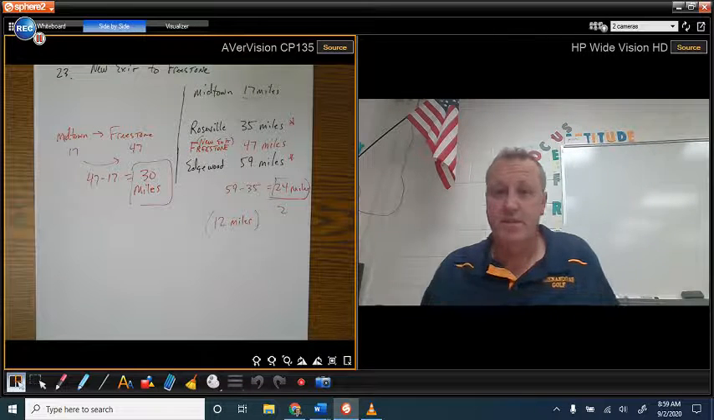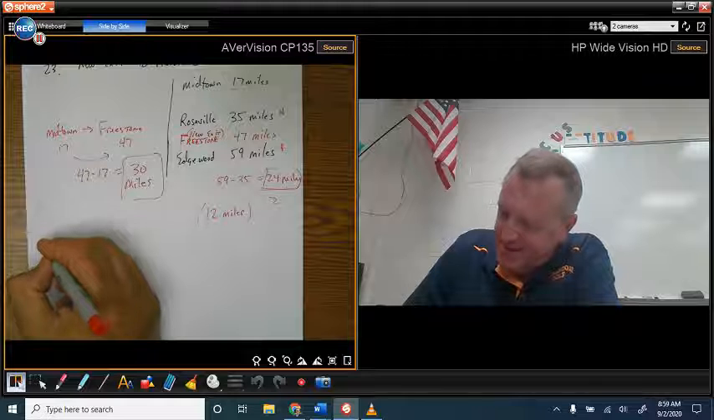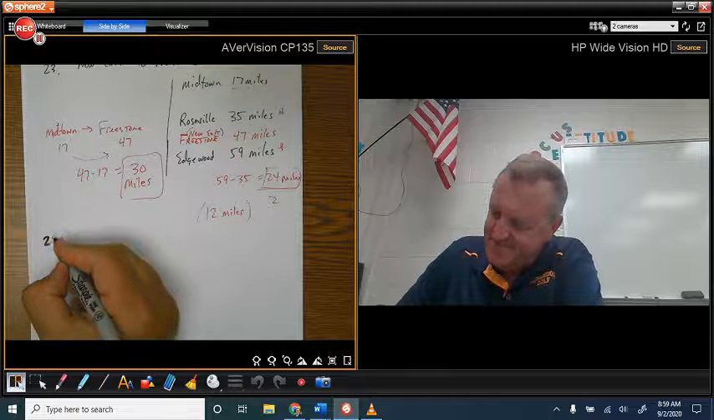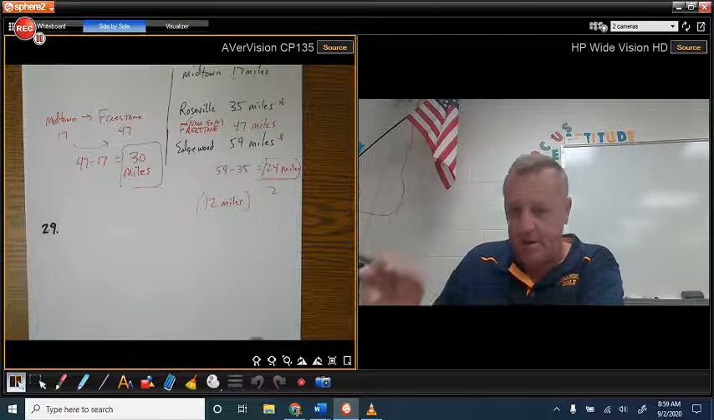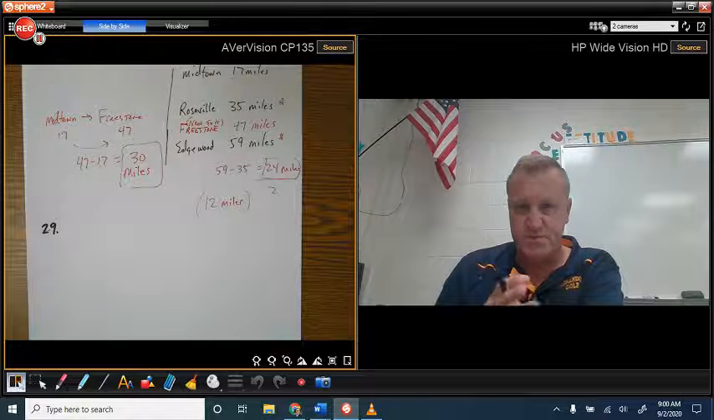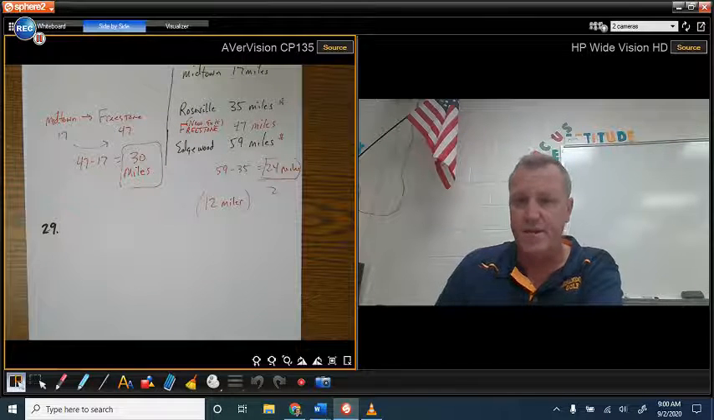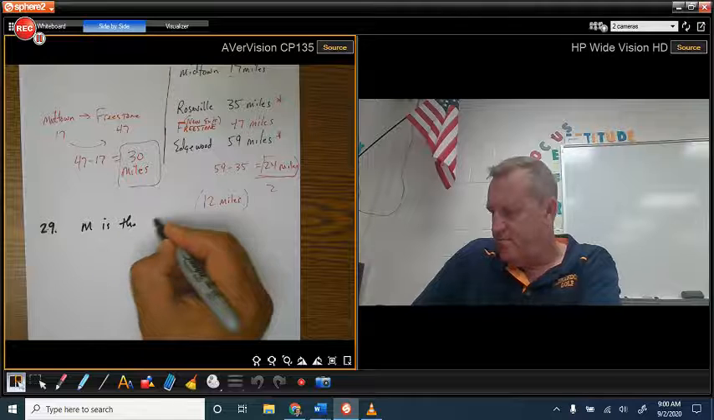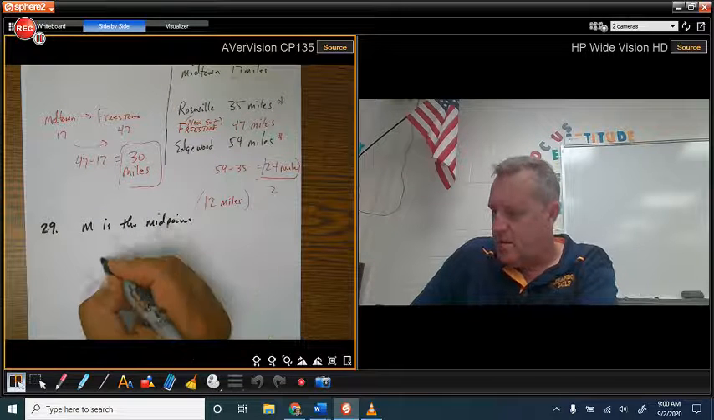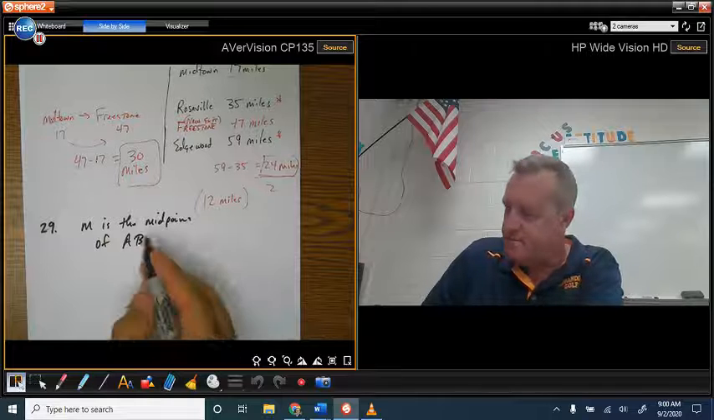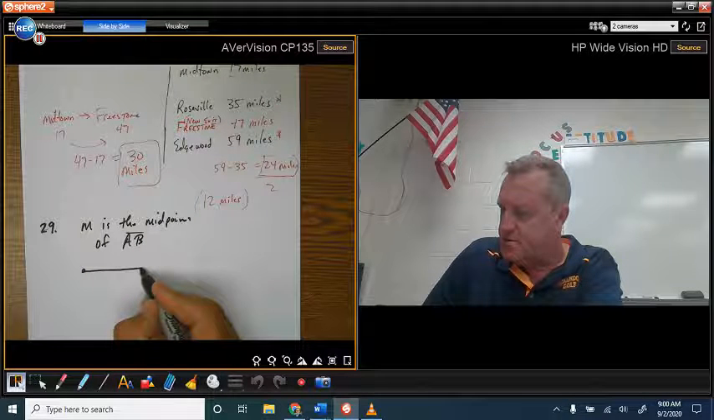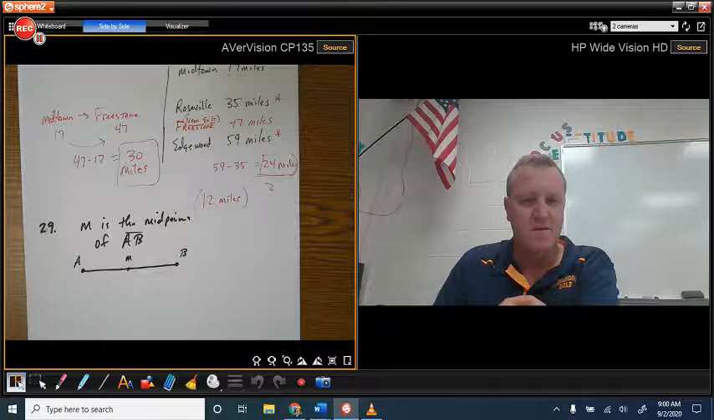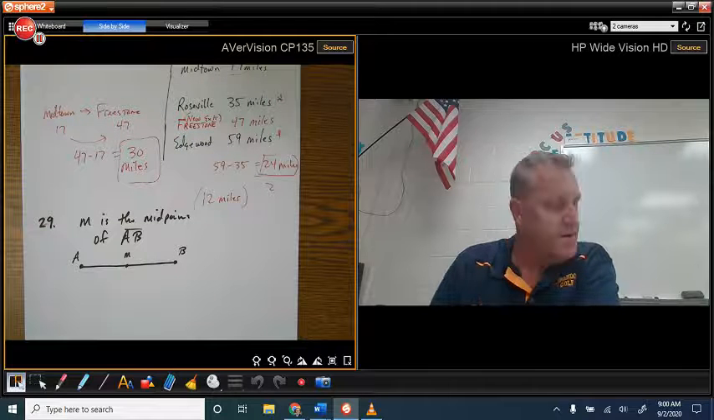Let's do 29. That'll be the last one. If you're turning in your book, or have a split screen, or have it written down already, it says the point M is the midpoint of AB. So M is the midpoint of segment AB. If I were going to represent this in a picture, I would have this, approximately. I didn't measure it or construct it.